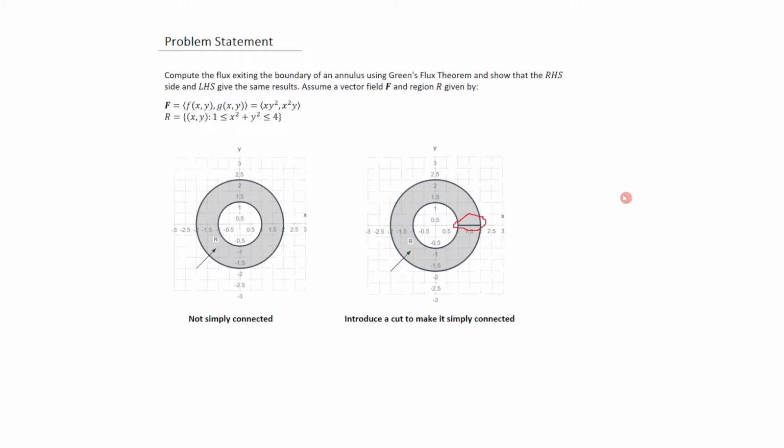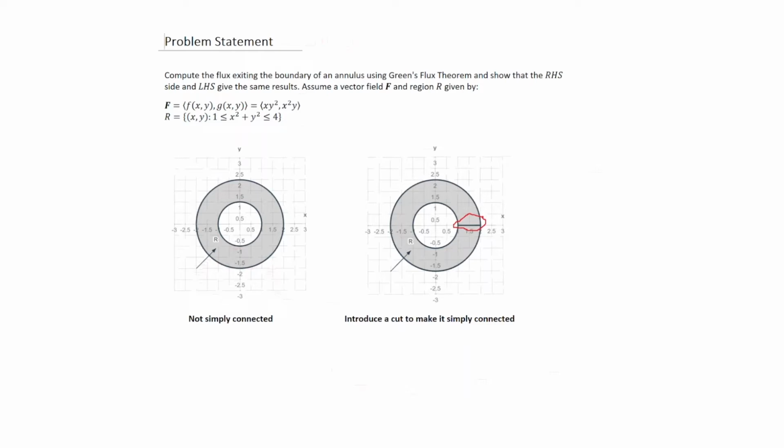So the problem statement is to compute the flux exiting the boundary of an annulus using Green's flux theorem and show that the right-hand side and left-hand side give the same results. We're going to assume a vector field F in region R given by the expressions that are shown, one for F and one for R. We start by drawing a picture of the region as described, which involves a region between a circle of radius 4 and a circle of radius 1. So this is 1 and this is 4. And so this is effectively the problem that we're looking at.